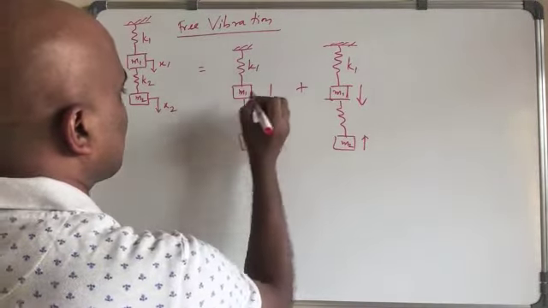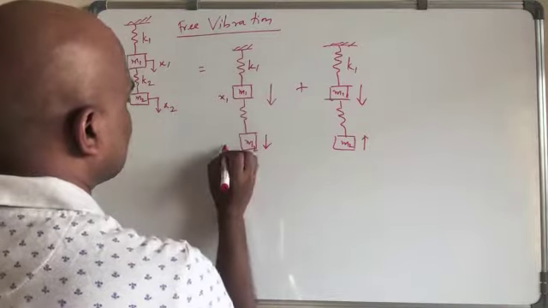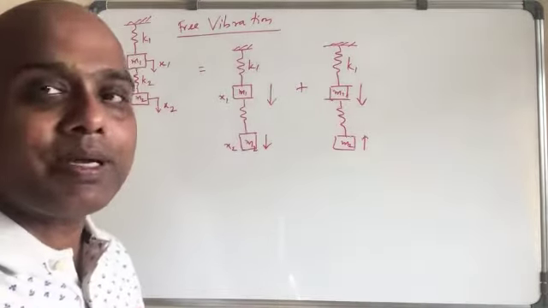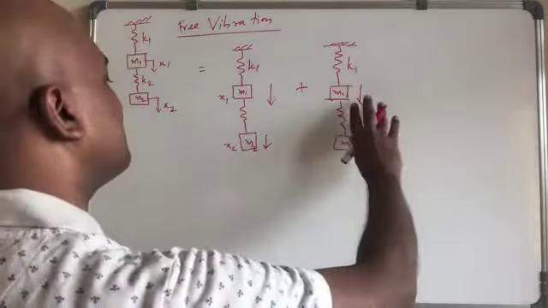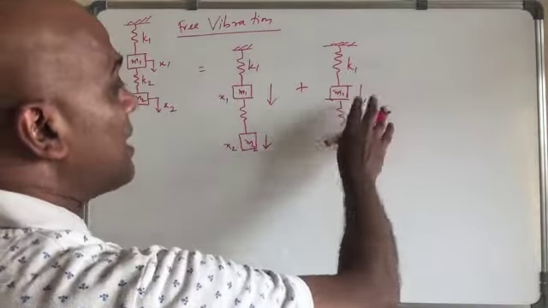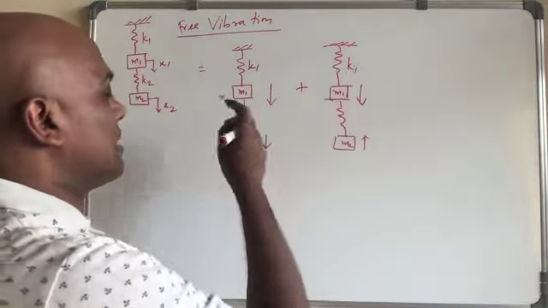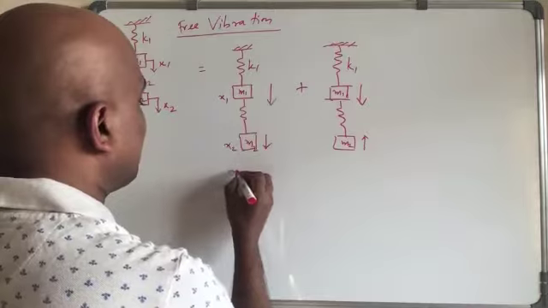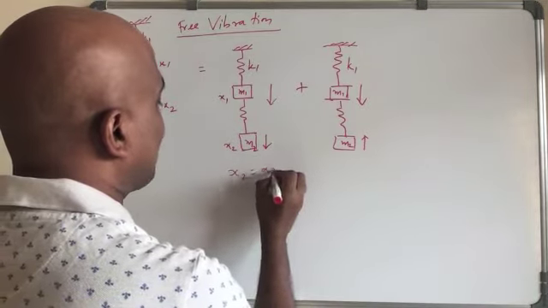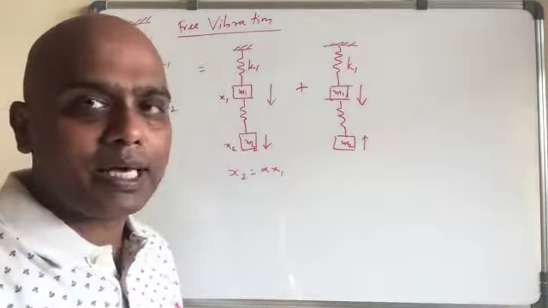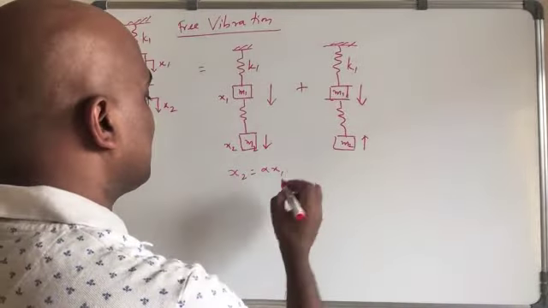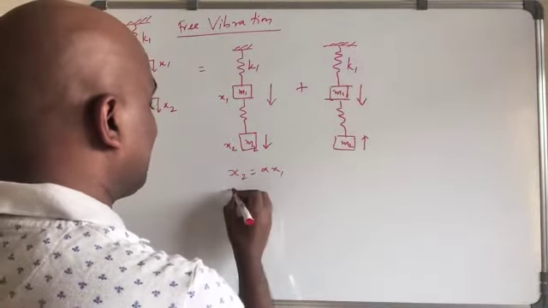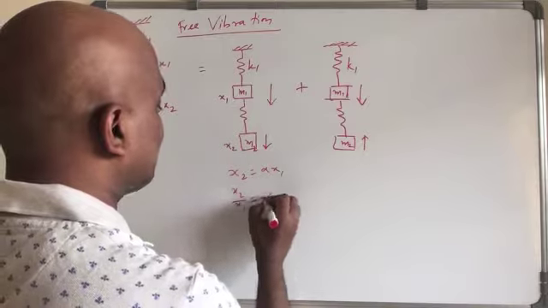If it goes like this one, most likely there will be a relationship between x1 and x2. So this is x1, this is x2. There will be some relationship between x1 and x2. Here also there will be a relationship between x1 and x2. And here x2 will be a multiple of x1, so it will be something like x2 equal to alpha x1, let's call it like that. Or we call x2 over x1 equal to alpha.